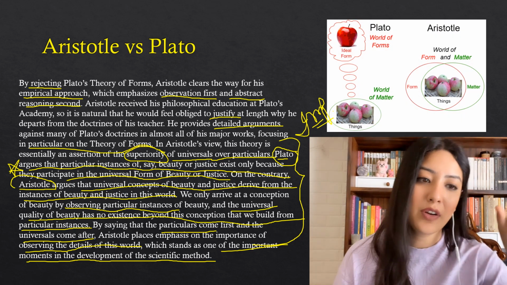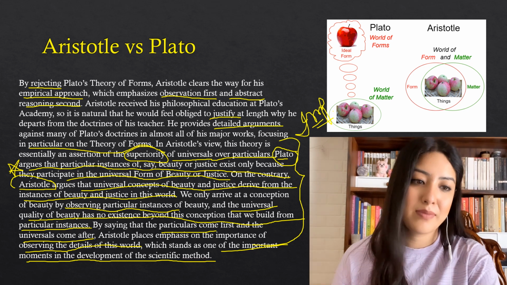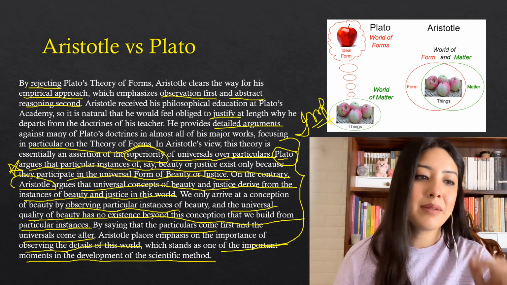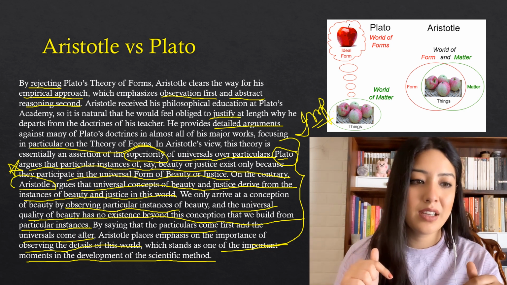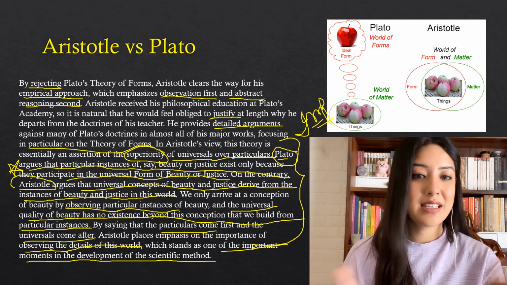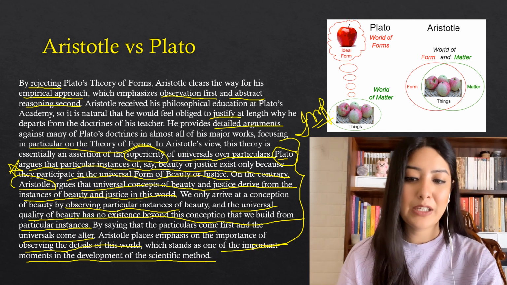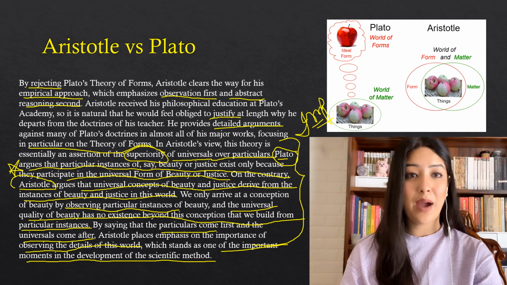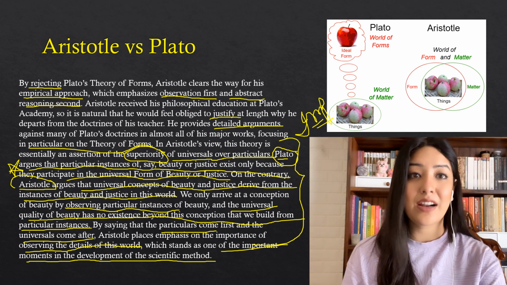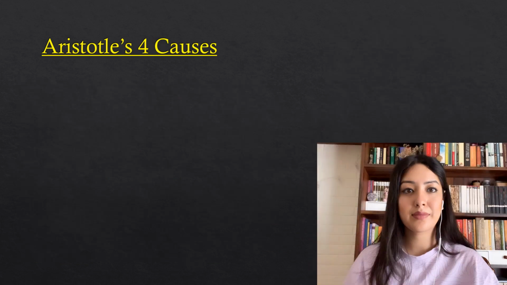For Plato, the world of forms gives birth to the world of matter or things. For Aristotle, form and matter together exist in this world. So you have form and matter that make up the things. Okay, so this is Aristotle versus Plato. Now we're going to move on to Aristotle's theory of causality. It's the final slide. So let's look at Aristotle's 4 causes.